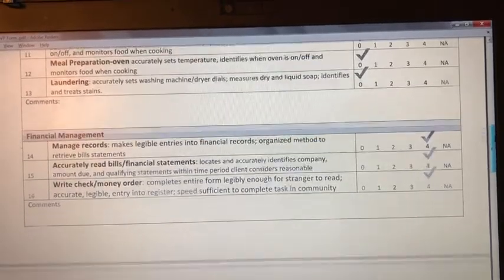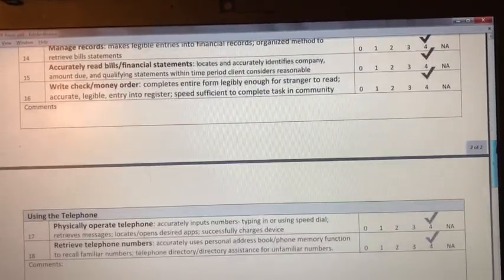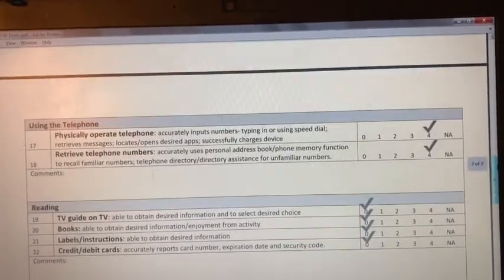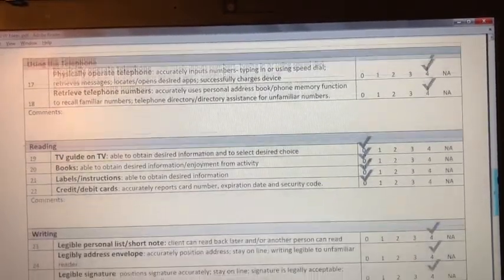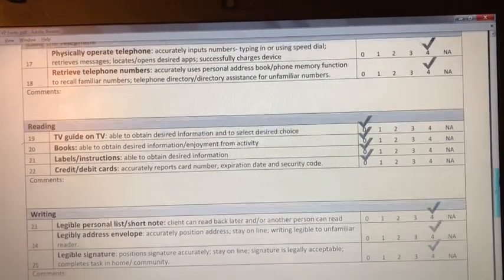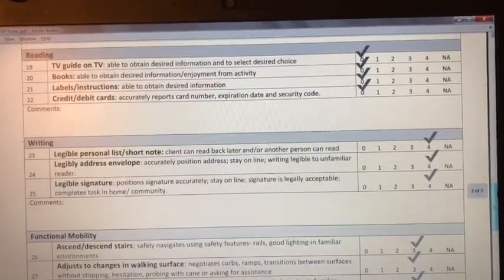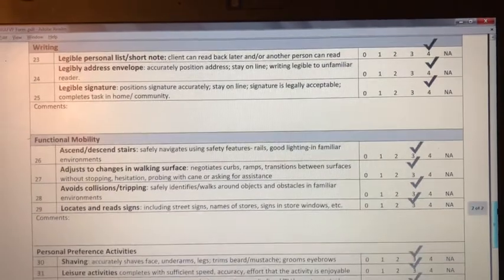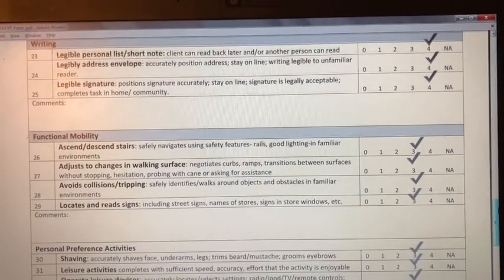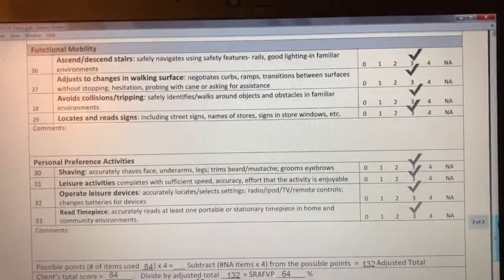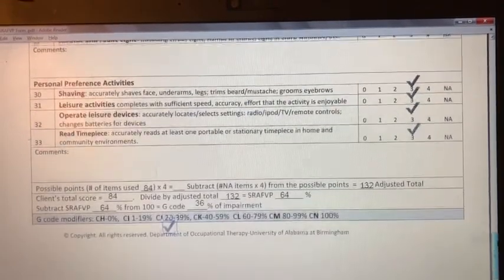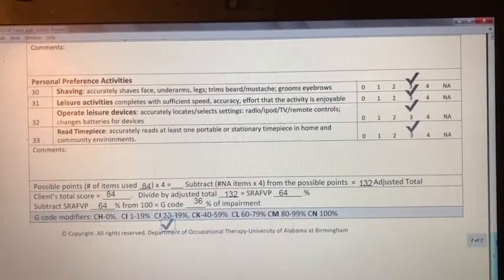Calculations for cumulative scores total 84 points, divided by 132 possible points equals 64% functioning, or 36% impairment. These results translate to Center for Medicare Services G code CJ, indicating at least 20% but less than 40% impairment, with notable deficits in reading and meal preparation and clothing care sections.